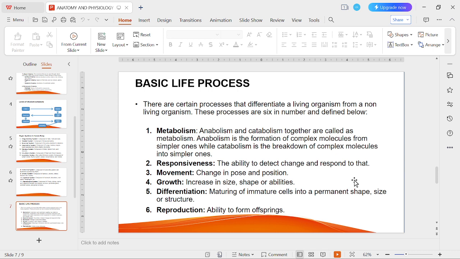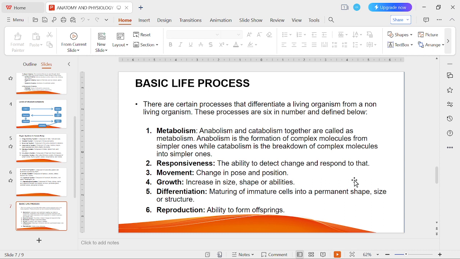Second one is the responsiveness. Any living organism, when they see any stimulus from the outer environment, they respond to that. So the ability to detect any change and respond to that is called responsiveness. Third one is the movement, change in pose, position, place, that is called movement. Fourth is the growth, change in size, shape, abilities, that is called growth.